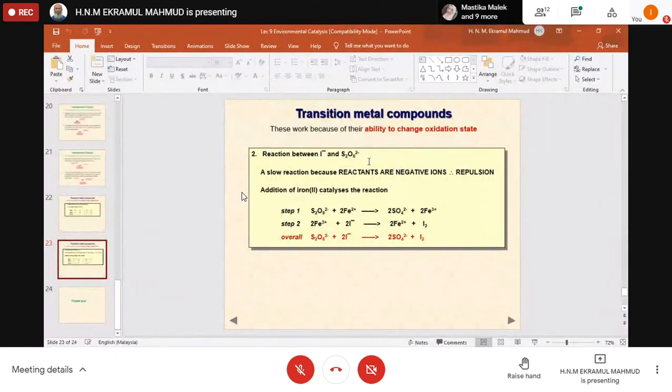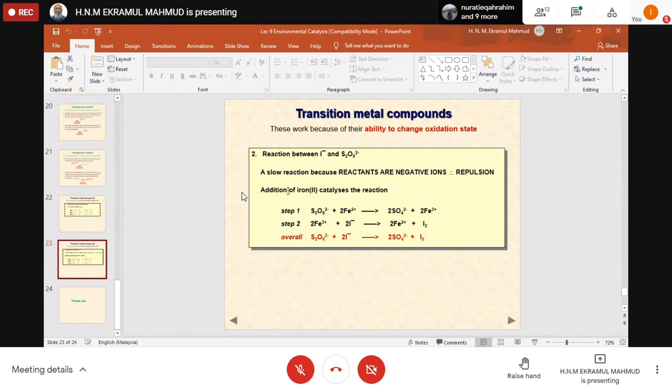Same thing goes with this. Suppose iodide ion and thiosulfate. How can it be? Negative ion repulsion will occur, because this is iodide, negative, and this is also negatively charged. How can it be that they will react? So we bring such a compound that will change the oxidation state of these reactants. Then it will work.